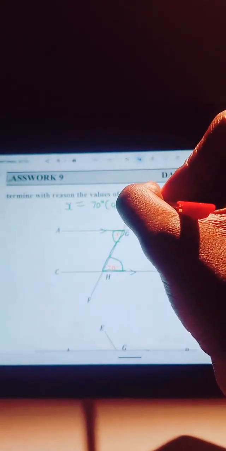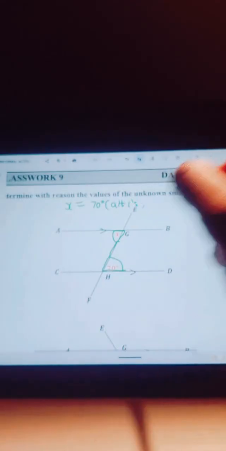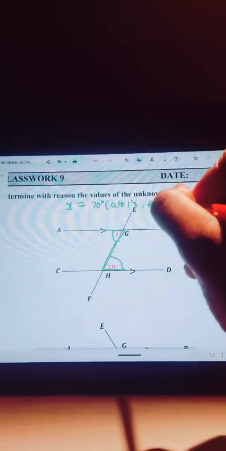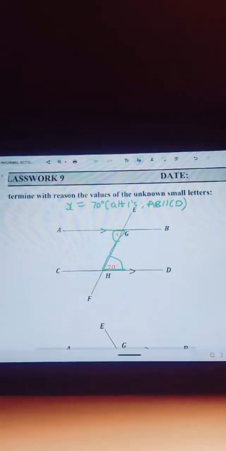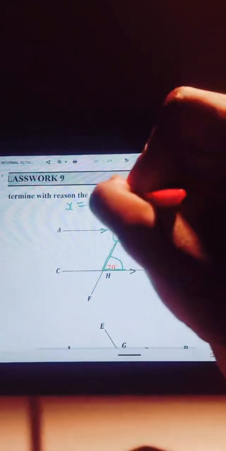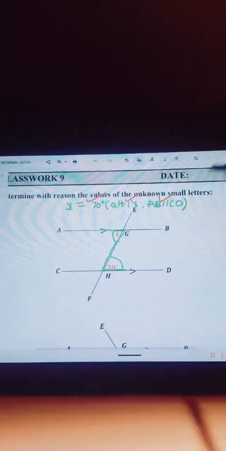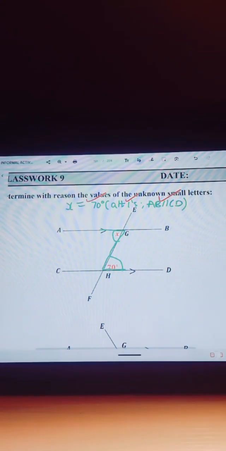So x is equal to 70 degrees. That we agree, because this angle is alternate to that one. This is the Z shape. But then we write alt angles for short, we state the lines that are parallel. AB is parallel to CD, because AB indeed is parallel to CD. If there's no parallel lines, your reason is incomplete. If there is no parallel lines, your reason is incomplete. You are standing in the opportunity of being penalized.